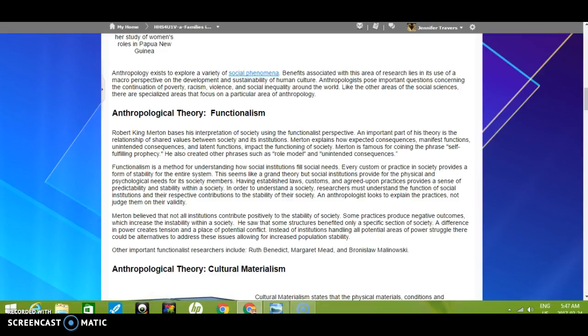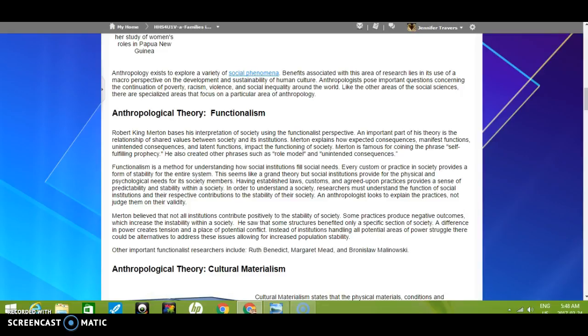Functionalism is a method for understanding how social institutions fill social needs. Customs and practices in society provide a form of stability for the entire system. This is an anthropological theory, so we're looking at cultural customs and practices. And culture ultimately influences the family in its beliefs and its values and some of the very core practices and rituals that they have.